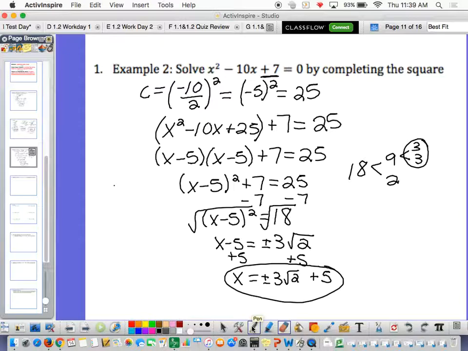There's 2 zeros right there. A positive 3 root 2 plus 5 and a negative 3 root 2 plus 5. So if you were to plug that into the calculator and get a decimal answer, that's the same answer that you would find if you were to graph it and find the zeros. Okay, so you can always check your work, which is nice.